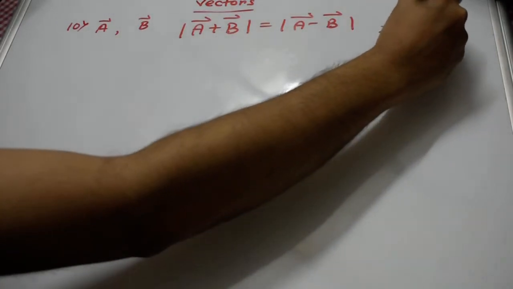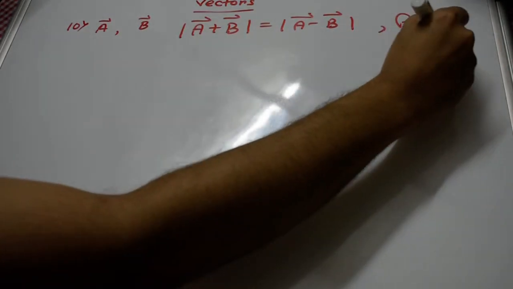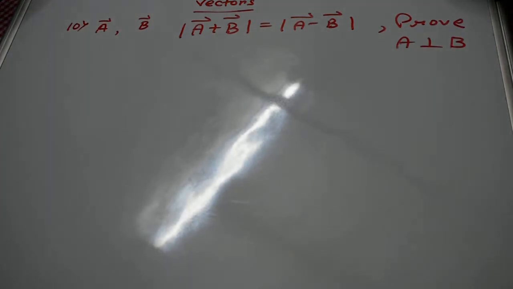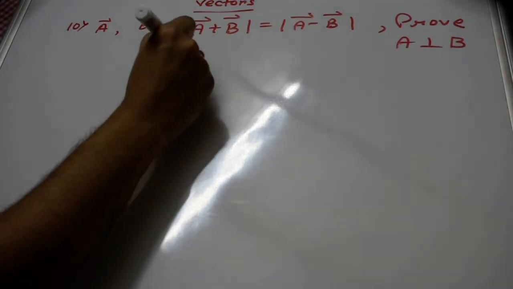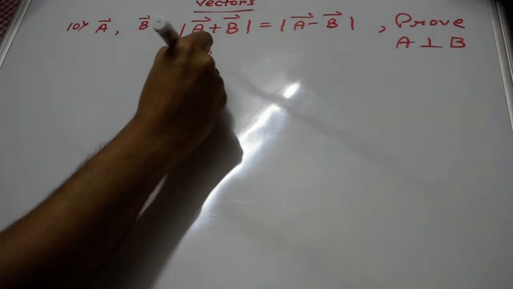The question says prove that vector A is perpendicular to vector B. That is what the question has asked us to prove. So how do we do this? Well, we know one thing, that if 2 is equal to 2, then 2 square is also equal to 2 square.